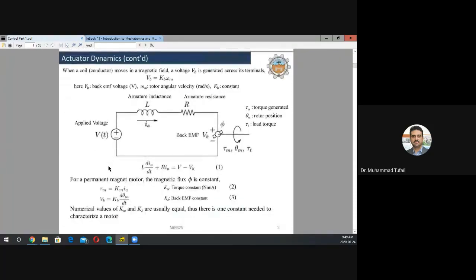I'll just remind you of what we did last time. Think of the DC motor as an actuator, that's another name given to it. An actuator could be pneumatic, fluid, or electric. Here we are discussing the electric actuator.